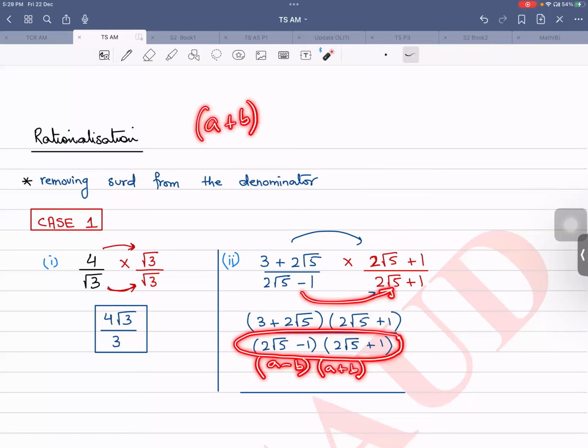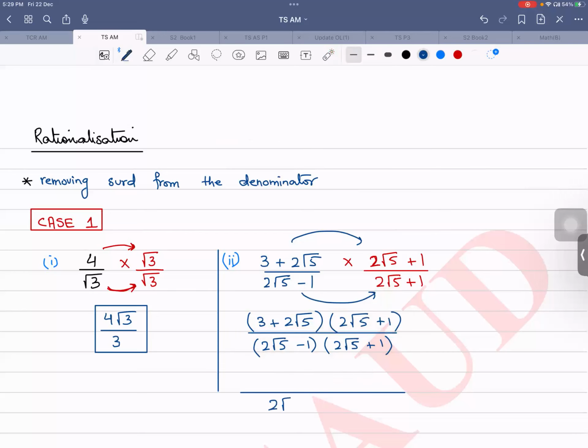And what is (a plus b)(a minus b) equal to? a square minus b square. a स्क्वायर माइनस b स्क्वायर. बहुत बढ़िया. तो ये हो जाएगा a square minus b square, and this happens to be examiner's favorite identity, a square minus b square.